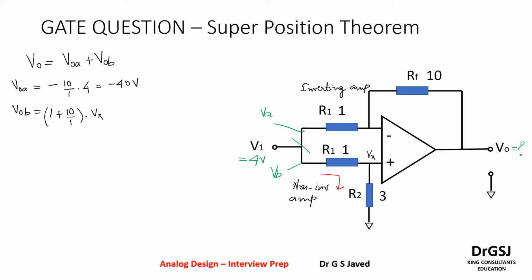Vx can be obtained by using either the voltage division rule, or by finding out the value: Vx is R2 by R1 plus R2 times V1. So that is given as 3 by 1 plus 3 times 4, right? So 4 goes one time, so the total value is 3. This is 3 volt.